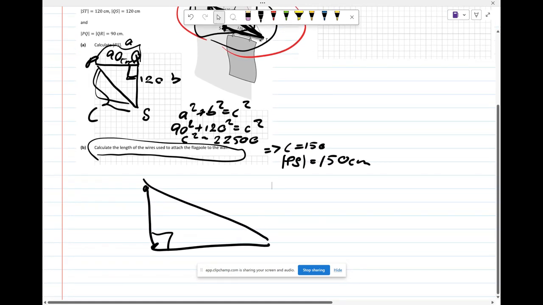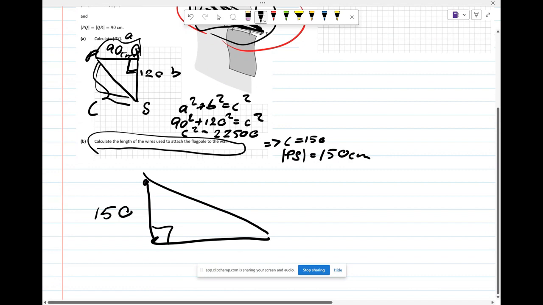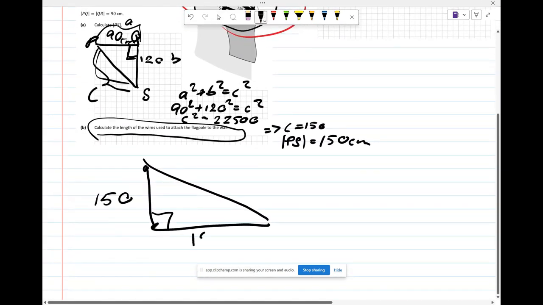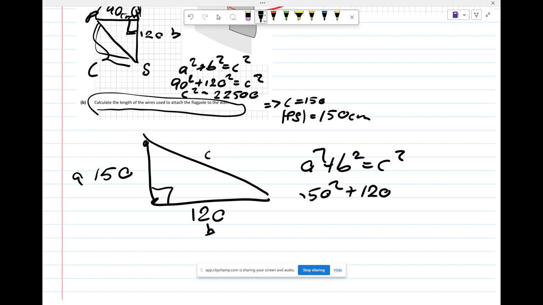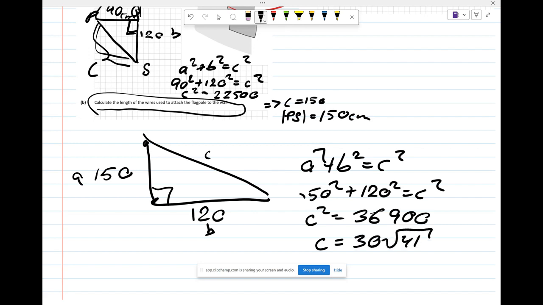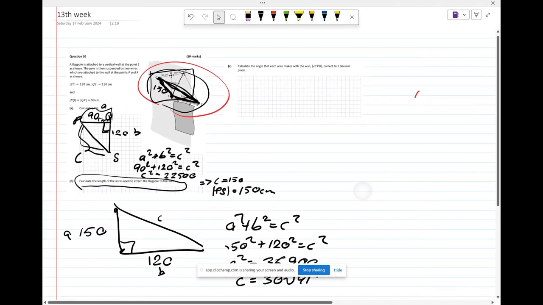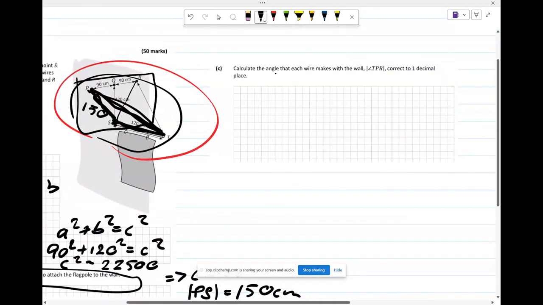We just figured out that PS was 150. We know this is 120, and we're trying to find this, C, let's call it again, and we'll call these A and B. Same thing, A squared plus B squared is equal to C squared. So 150 squared plus 120 squared is equal to C squared, which is 36900. Square root that, and C is equal to 30 root 41. Okay, great. And now we need to calculate the angle that each wire makes with the wall.